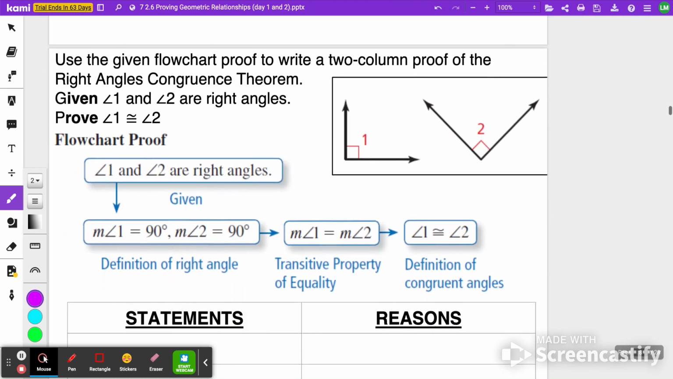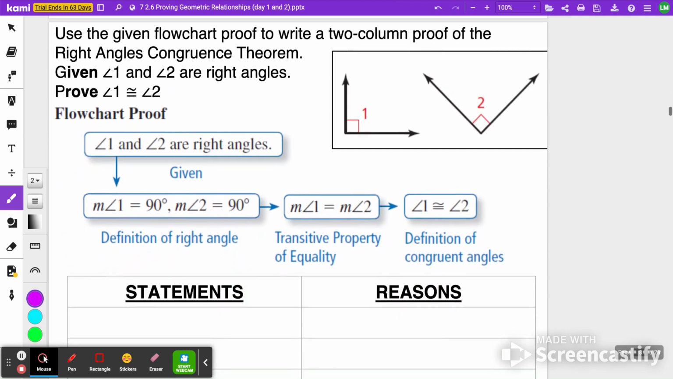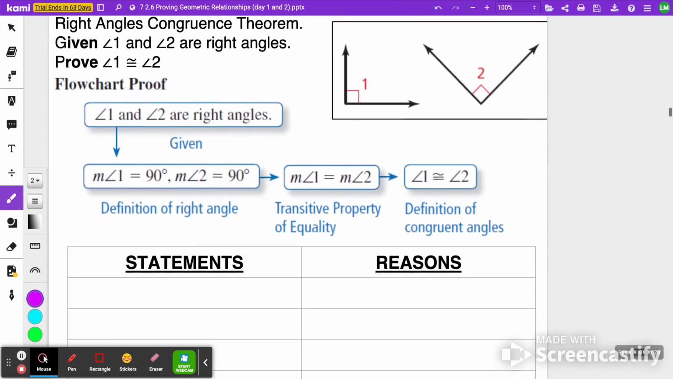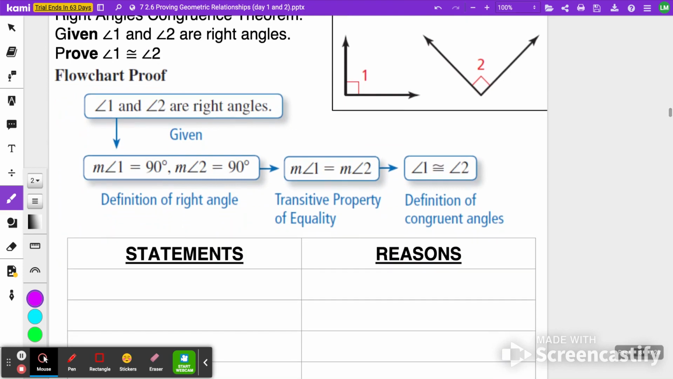Using the given flowchart proof, write a 2-column proof of the right angle congruence theorem. So now what we're going to do is use our flow chart already and write some statements and reasons. Okay, so the given is angle 1 and angle 2 are right angles. So that's the very first thing we're going to write down. Angle 1 and angle 2 are right angles. And the reason for that is because it's what's given to us.